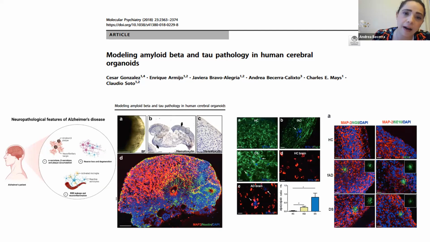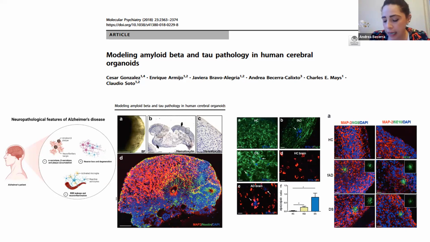neurofibrillary tangles, when there is hyperphosphorylation of tau that produces neuron loss and degeneration, which triggers pro-inflammatory factors in the brain. This role is played by microglia, which are active in this case, and there is blood-brain barrier leakage and neuroinflammation. So what we did was develop a cerebral organoid from a familial Alzheimer's patient and a Down syndrome patient.